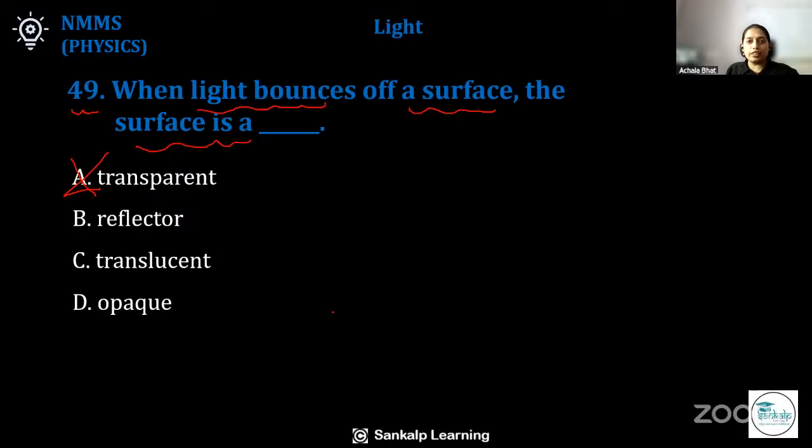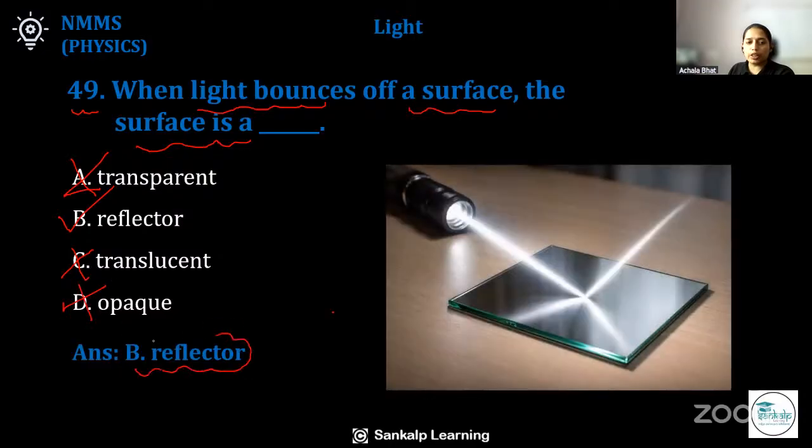B, reflector. Yes, bouncing back of light is called reflection and that surface is called reflector. Option B is correct. Option C, translucent, is wrong. D, opaque, this is also wrong. Therefore, the correct option is option B, reflector. Here, light rays falling on this surface are reflecting, and this surface is called reflector.